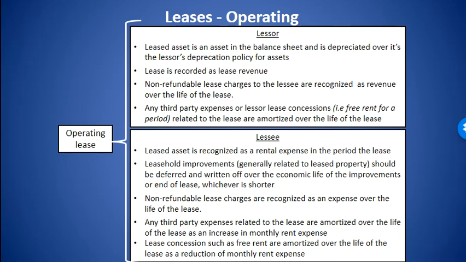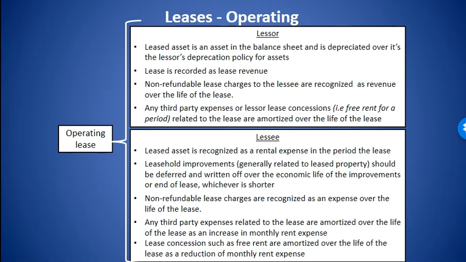Number 3, the non-refundable lease charges to the lessee are recognized as revenue, but over the life of the lease, so they're amortized over the life of the lease. Any third-party expenses or lessor lease concessions, such as free rent for a period related to the lease, are amortized, again, over the life of the lease.